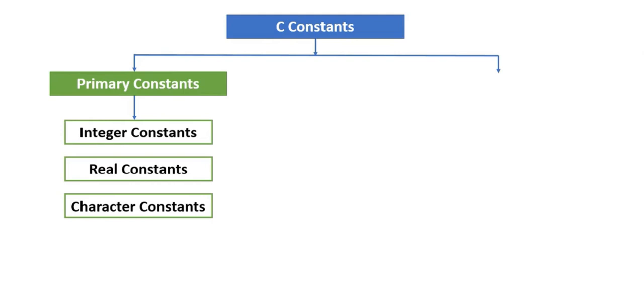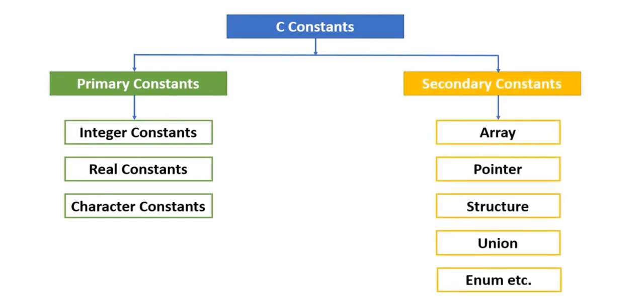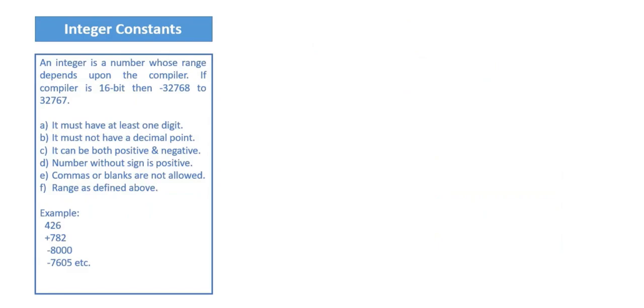Now let's discuss the types of C constants. Basically, C constants can be divided into two major categories, that is primary constants and secondary constants. Primary constants involve integer constant, real constant, and character constant, whereas secondary constants are array, pointer, structure, union, enum, etc. At this stage, we would restrict our discussion to only primary constants, namely integer, real, and character constants. Integer constant: an integer is a number whose range depends upon the compiler.